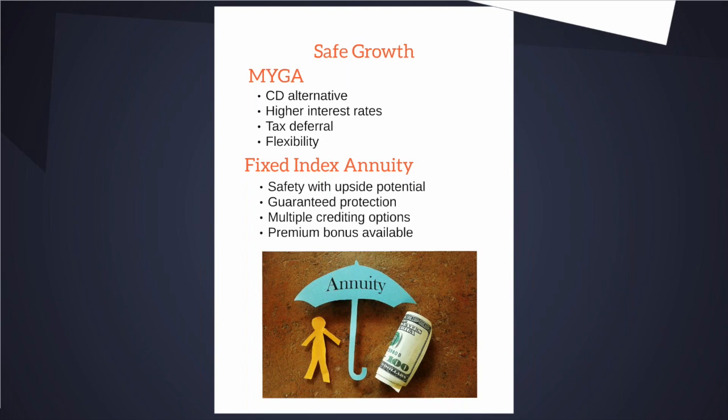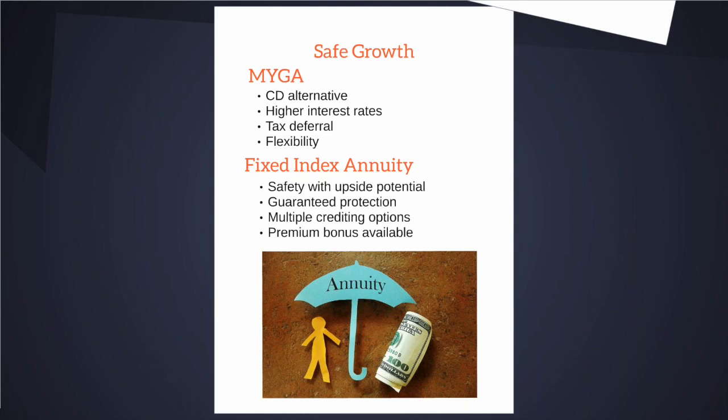I think a 5-year CD rate might be at like 0.9%. Actually, I think that's only online. So let's say 0.5%. Multi-year guaranteed annuities on the 5-year, we're getting as high as 2.5%. And that's 2.5% compound interest for 5 years. It may not sound like a lot, but in this interest rate environment, it actually is very competitive.